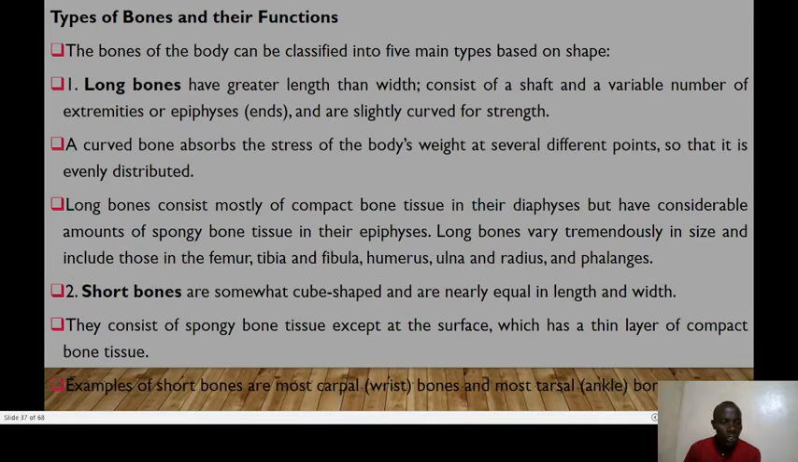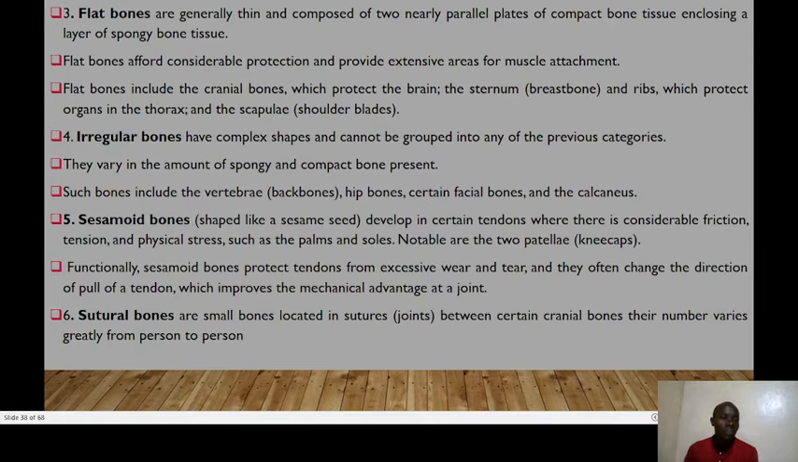When you look at the short bones, number two, they are somewhat cube-shaped and are nearly equal in length and width. They consist of spongy bone tissue except at the surface, which has a thin layer of compact bone. Examples of short bones are the carpals, that is the wrist bones, and most tarsal bones.